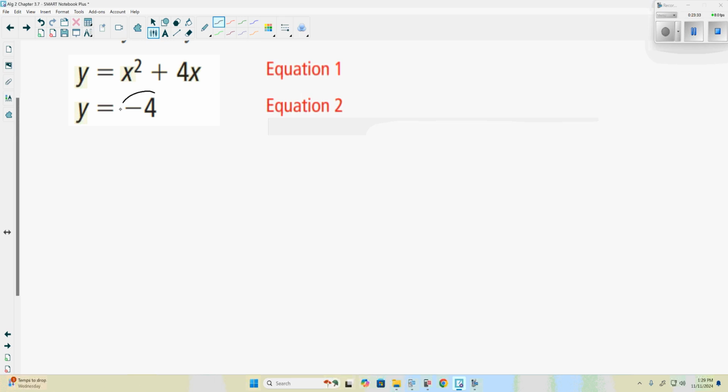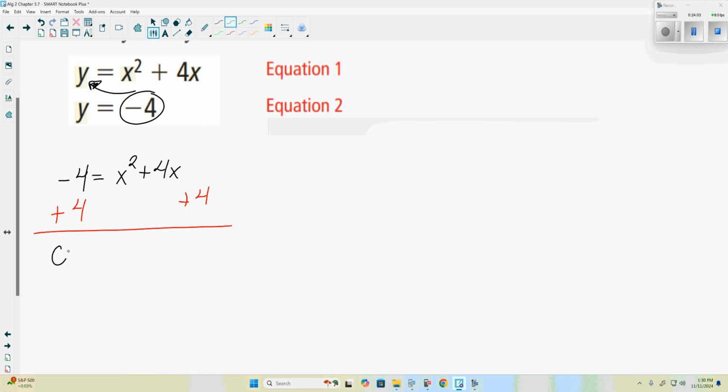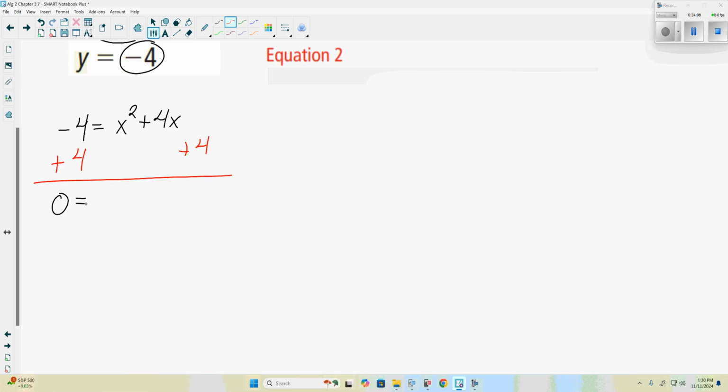Well, with substitution, one of the main things we're going to do is substitute this -4 in for y. So as we're solving, it'll tell us that -4 is equal to x squared plus 4x. Now, for us to be able to solve, we need to add 4 to both sides. Because again, our goal is to get this equal to 0, which will tell us that 0 is equal to x squared plus 4x plus 4.